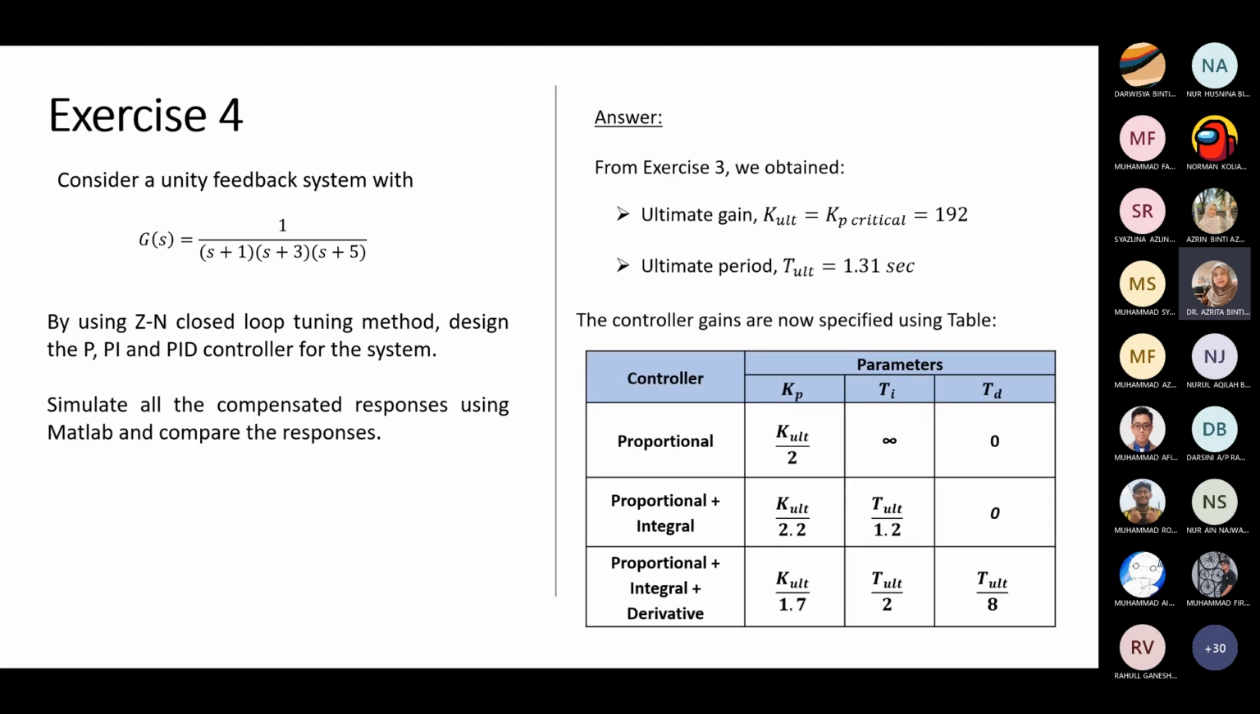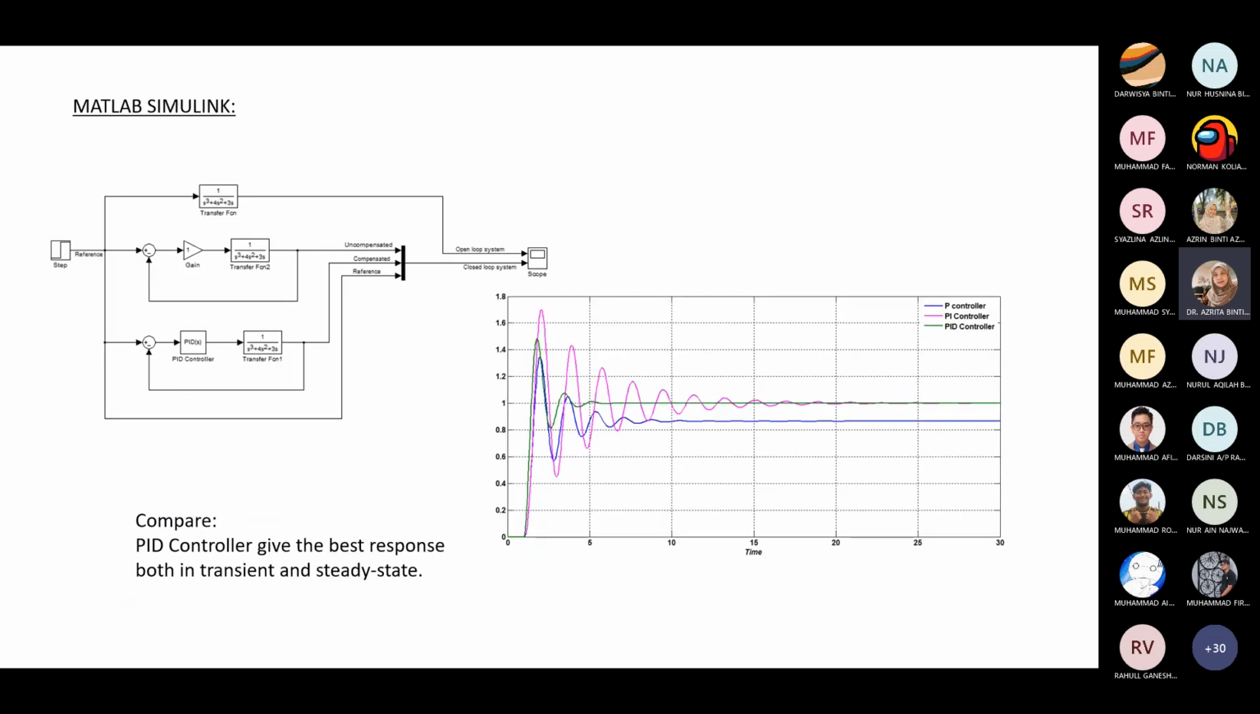So exercise 4 is the same as exercise 3. So you can go through it by yourself. For this exercise, we need to design the P, PI, and PID controller, then simulate all the compensated responses using MATLAB and compare the responses. From here, you can see the P controller is the blue one, then the PI, and the PID controller.